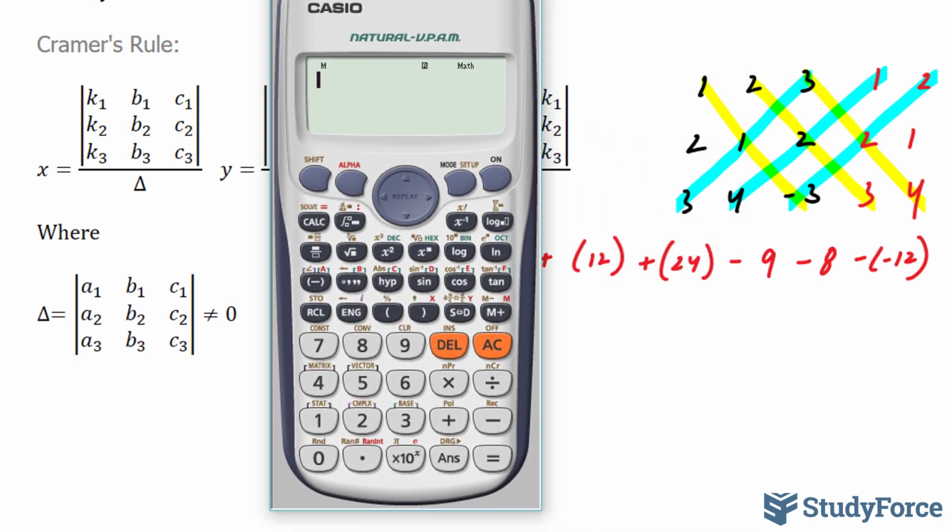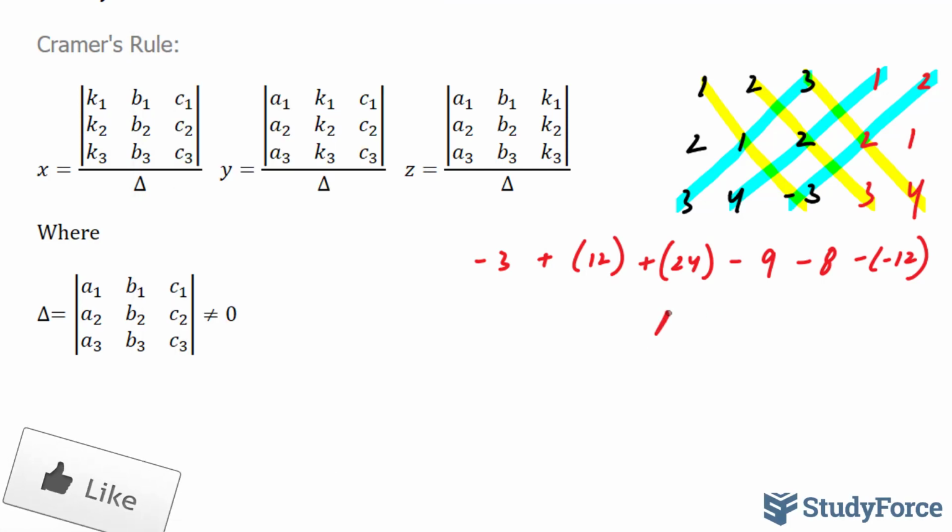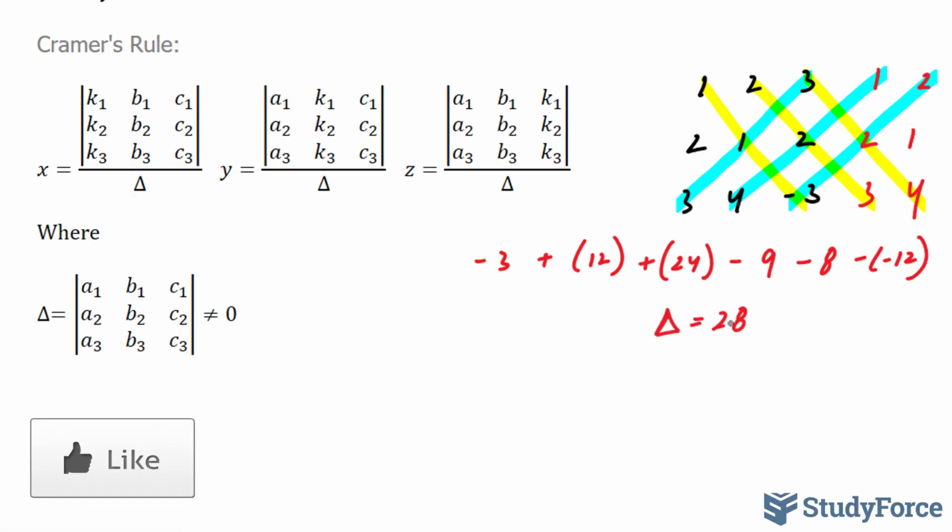Using my calculator, I'll add these up. Negative 3 plus 12 plus 24 minus 9 minus 8 minus negative 12. And this gives me 28. So my delta value is 28.